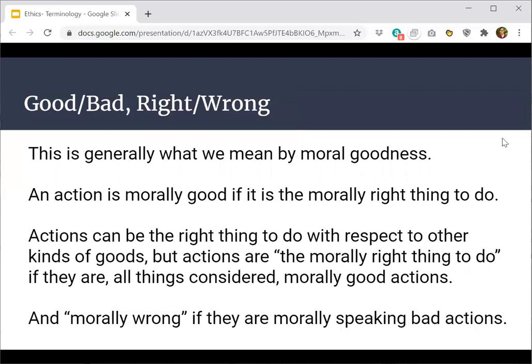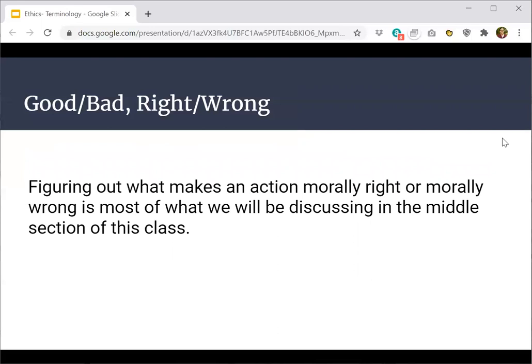An action's morally wrong if, morally speaking, it is bad. Figuring out what makes an action morally right or morally wrong is a lot of what we're going to be discussing in this section of the class.